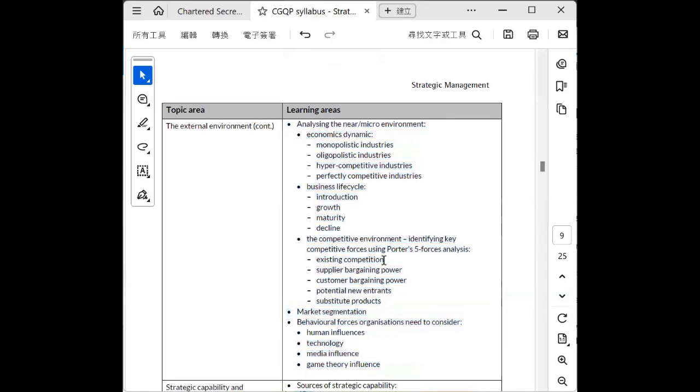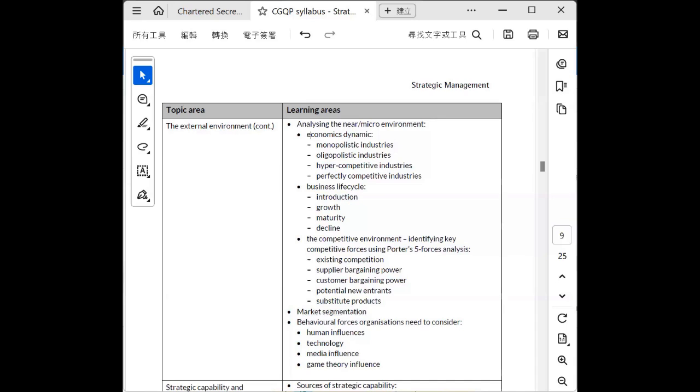So next we will look at how to analyze the near or micro environment. First is the economic dynamics. This describes the nature of competitions and the market structures.